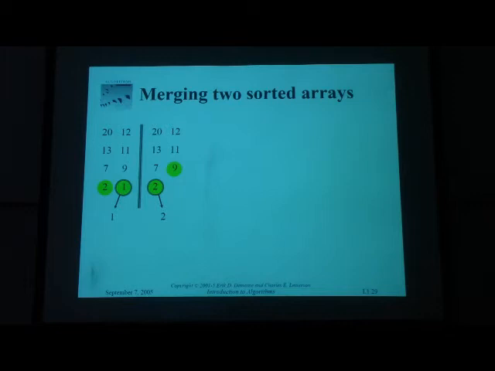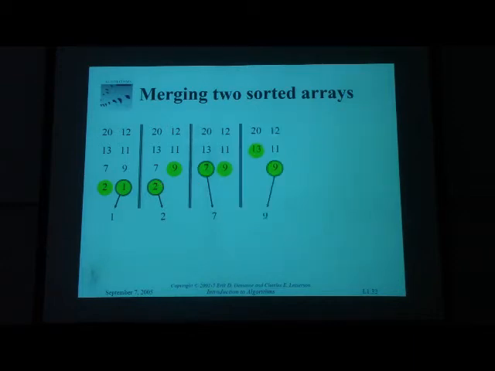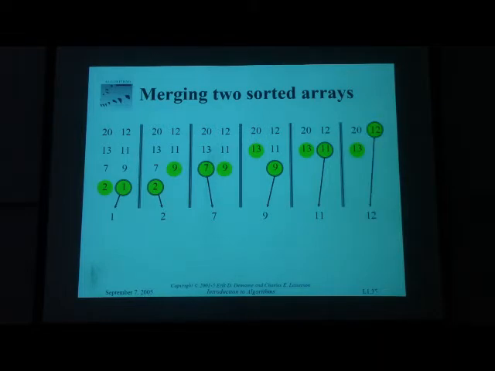And that pointer goes up to what? Goes to 7. Right? So now we have 7 and 9. 7 goes down. We have 9 and 13. 9 goes down. We have 11 and 13. 11 goes down. We have 12 and 13. 12 goes down. And at that point, this list is empty. So what do we do? We just take everybody from the other list in order. Okay, so that's the merging.